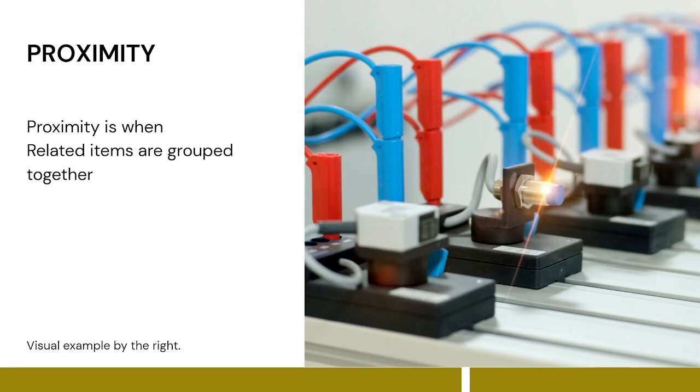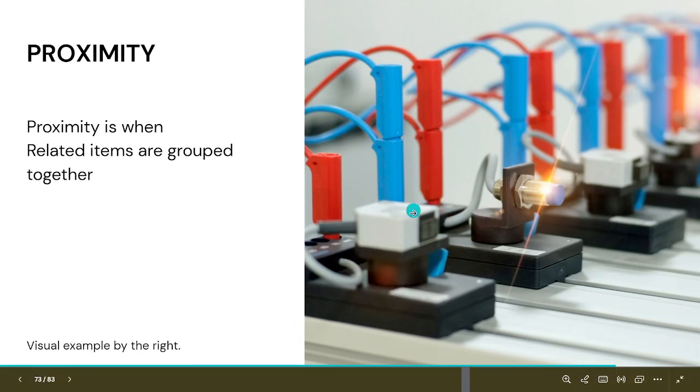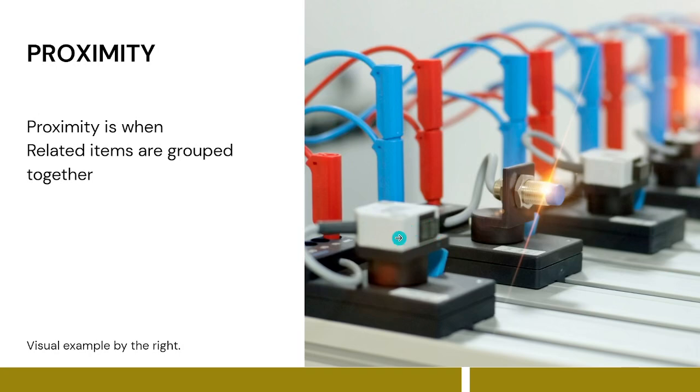By the right, and it shows us this circuit, or we can call it an electrical stuff that is being placed together. This is an example of proximity because these items used in this image, for example, are the same and they are being placed together. But in design, we can say they are being grouped together.